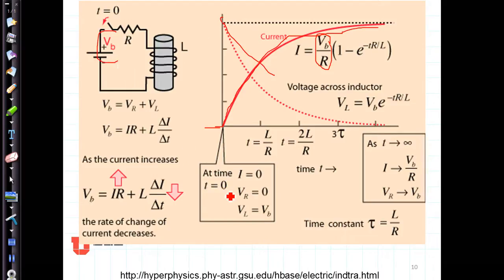So we can see that at time t equals 0, the current is 0, and the voltage across the resistor is 0, but the voltage across the inductor is the source voltage. At time equal infinity, or late time, steady state, the current is VB over R, as if the inductor were a short circuit, and the voltage across the resistor goes to VB, whereas the voltage across the inductor would be 0. This is all controlled by a time constant. The time constant for this circuit is L over R. Time constant tells us how quickly the voltage drops or the current rises.